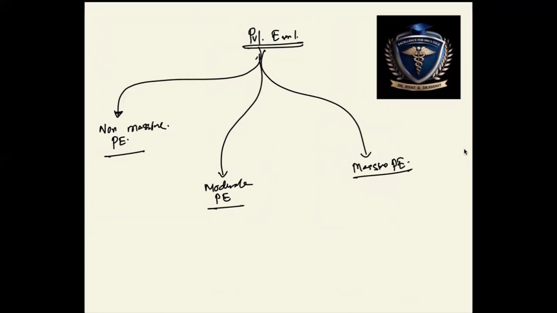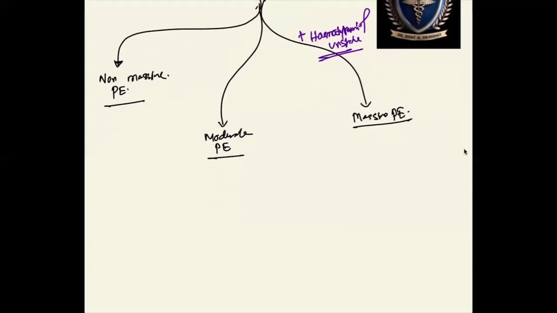Always remember, if there is pulmonary embolism and the patient is hemodynamically unstable, then it is called massive pulmonary embolism. Did you get my point, doctors? When the patient has pulmonary embolism and is hemodynamically unstable, it is called massive pulmonary embolism. Massive pulmonary embolism is again divided into 2 types: low bleeding risk and high bleeding risk.